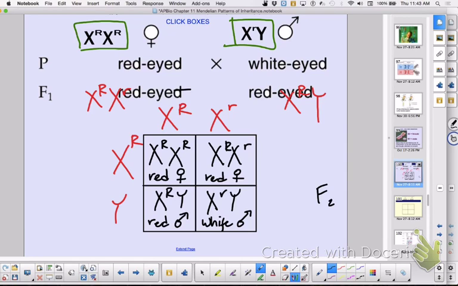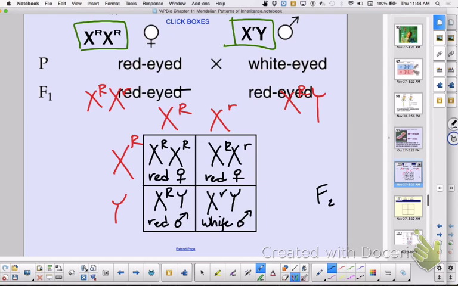Did we put anything on the Y? No, we didn't put anything on the Y. Are there traits on the Y chromosome? Yes, but we're following a trait that's on the X. That's why we're calling it an X-linked trait. So we're only putting letters on the X because it is an X-linked trait.